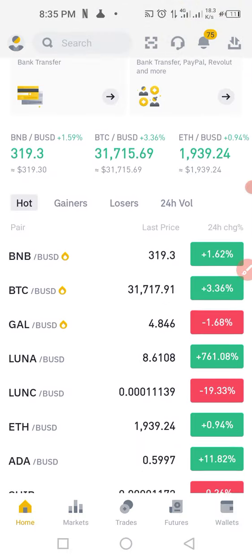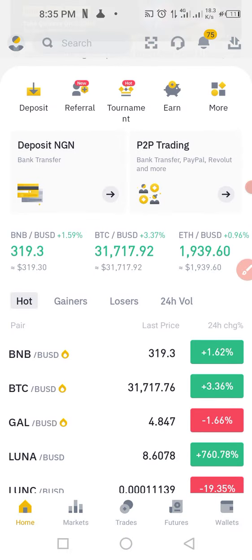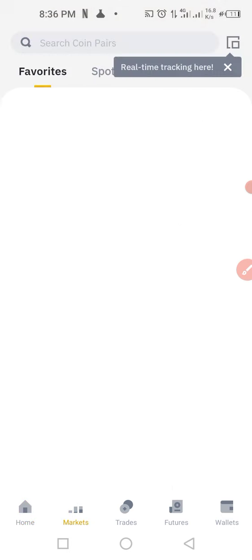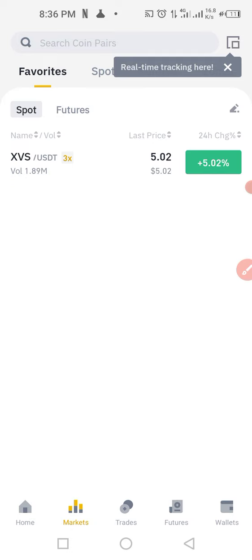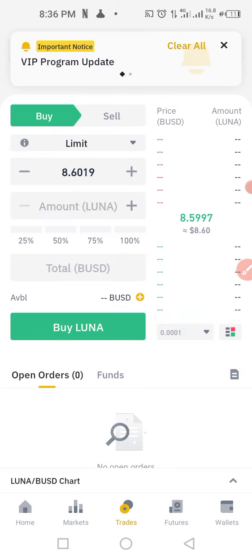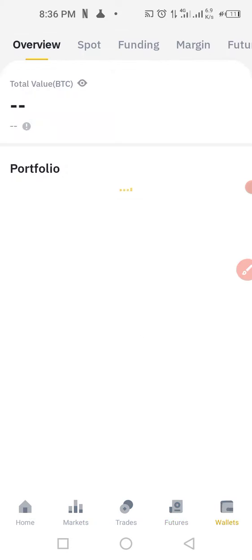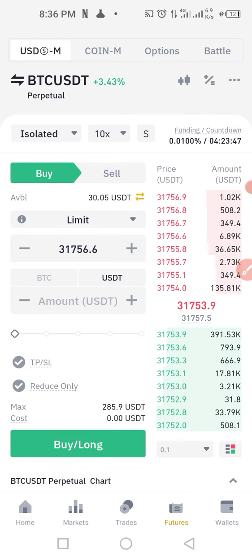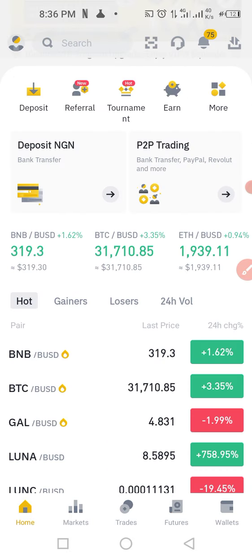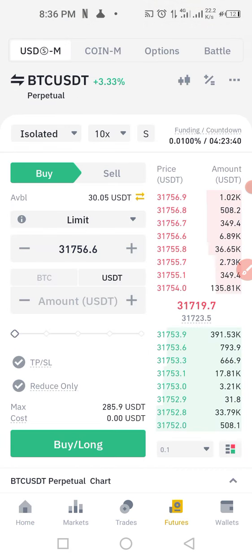So, I believe you are familiar with this interface. Your Binance app, you have the home button, the market button, the trade button, the futures button, and the wallet button. All right, so now let's talk about futures trading.